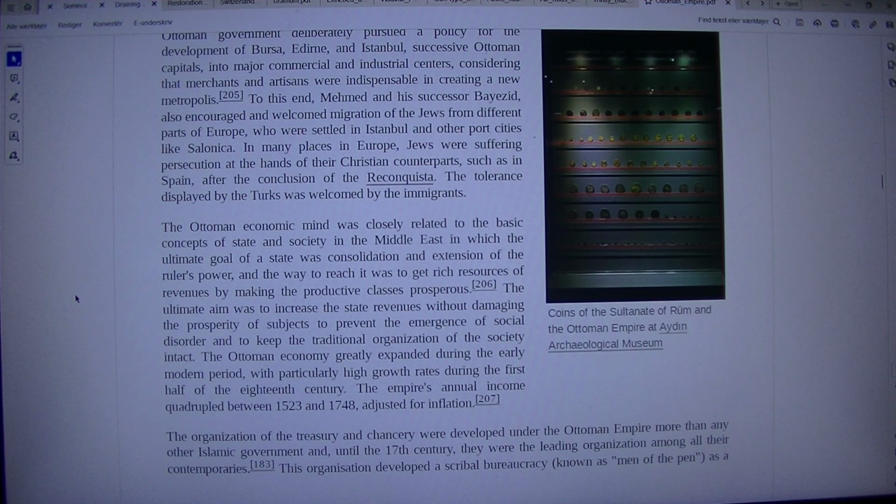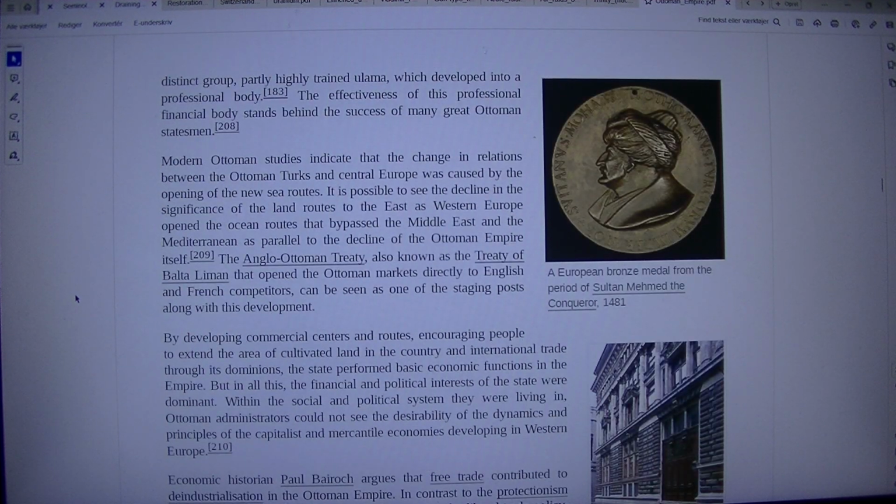This organization developed a scribal bureaucracy, known as Men of the Pen, as a distinct group, partly highly trained ulama, which developed into a professional body. The effectiveness of this professional financial body stands behind the success of many great Ottoman statesmen. The Ottoman Bank was founded in 1856 in Constantinople.